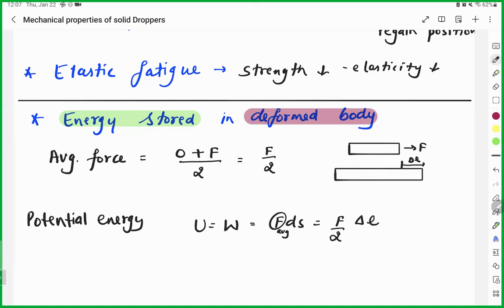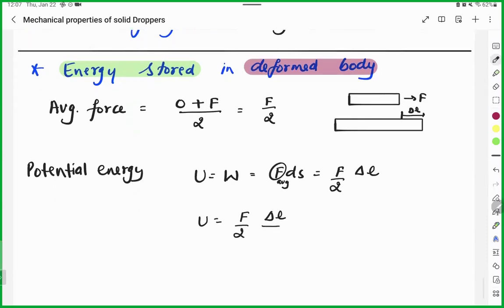Any doubt, guys, as of now? Any doubt, guys? No, sir. If you don't have any doubts, this is F by 2. This is delta L. What you can do, you multiply and divide with area and length.